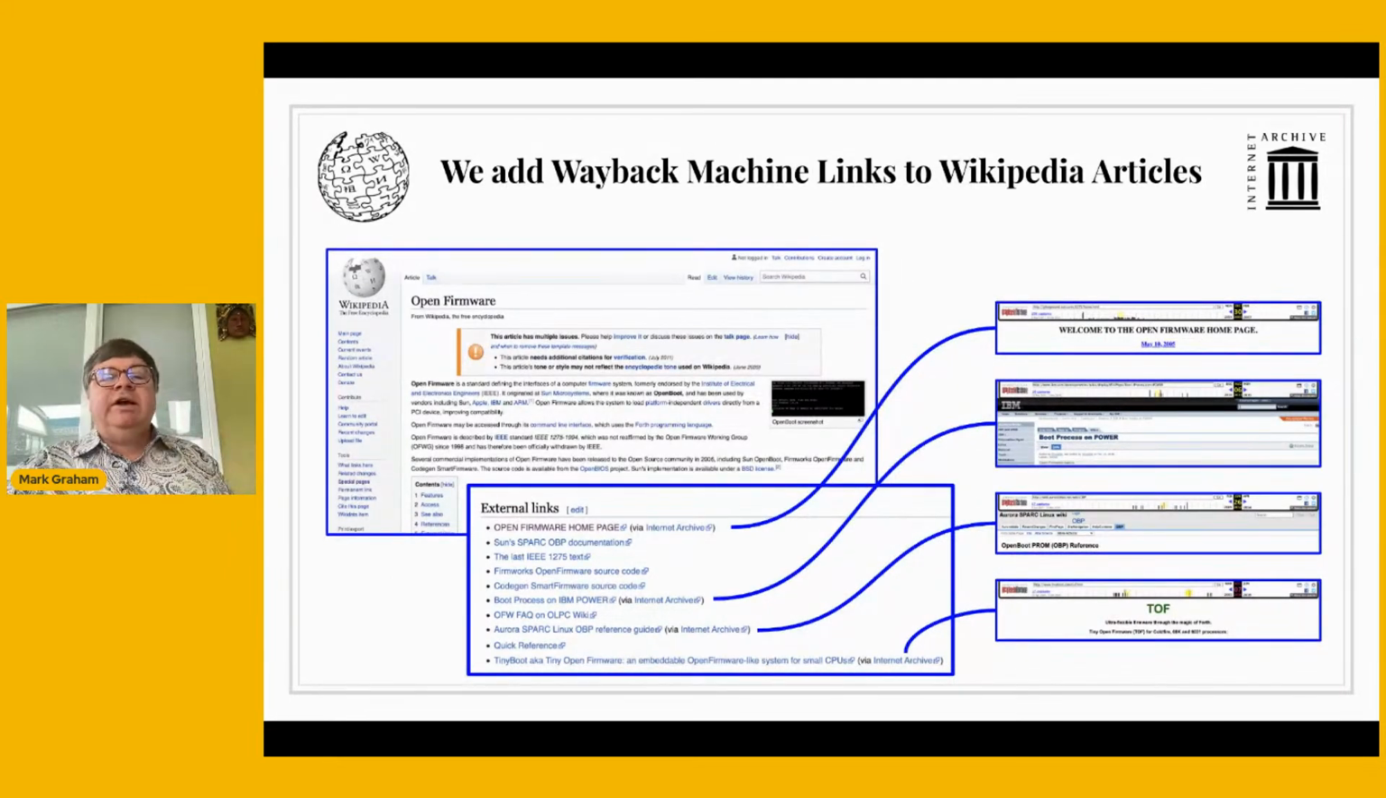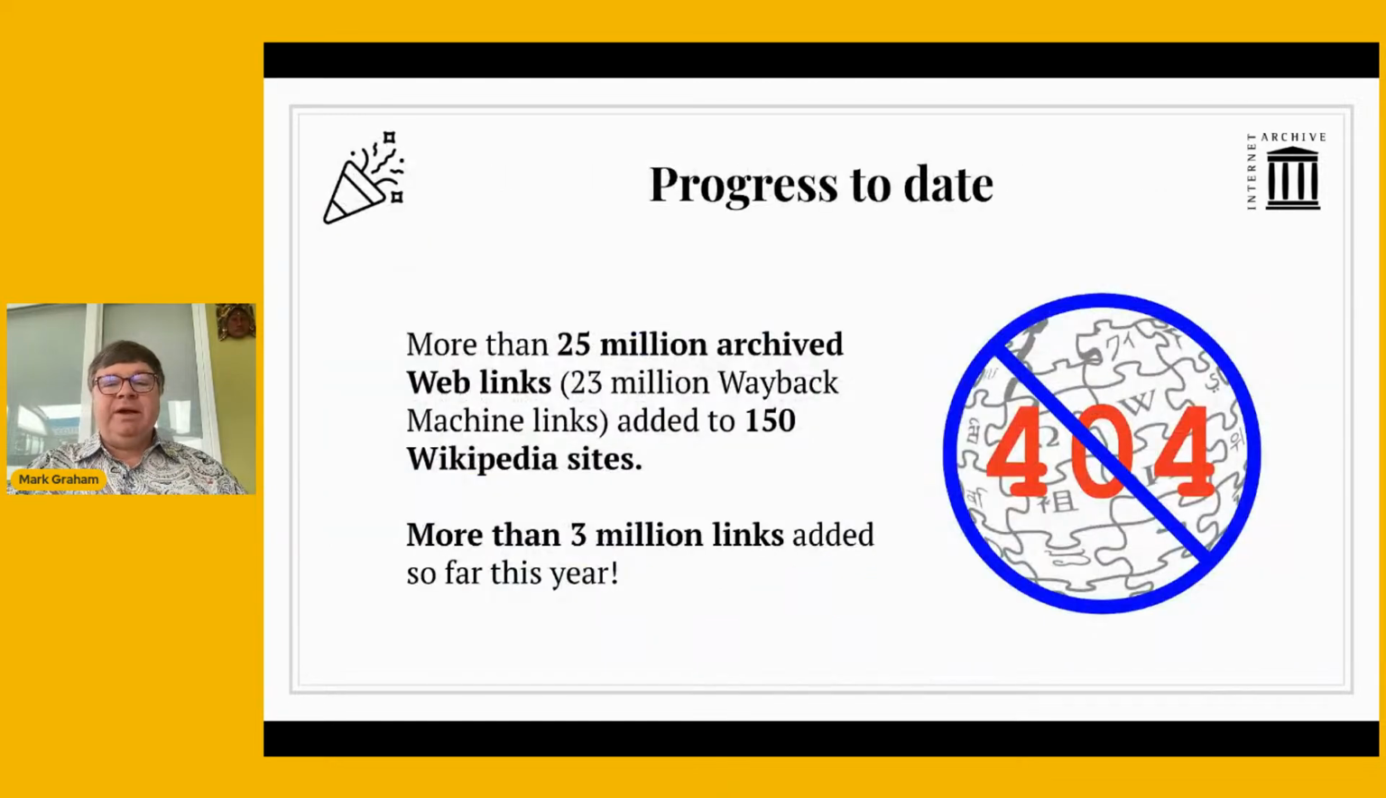So here's what it looks like. We add Wayback Machine links to Wikipedia articles. In most cases, these are links that have gone bad, or maybe were not formatted properly, or were at risk in some fashion. And one can now go to a Wikipedia article. Instead of getting a 404, one can be brought to the Wayback Machine and see an archived version of the cited page. And today I can report progress to date.